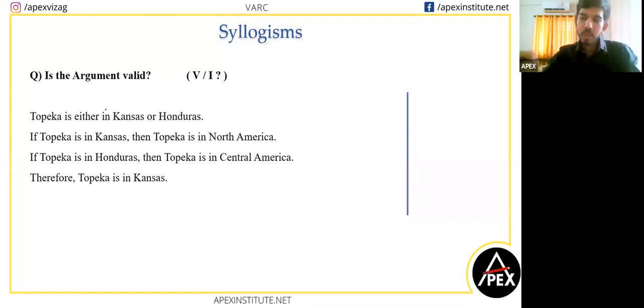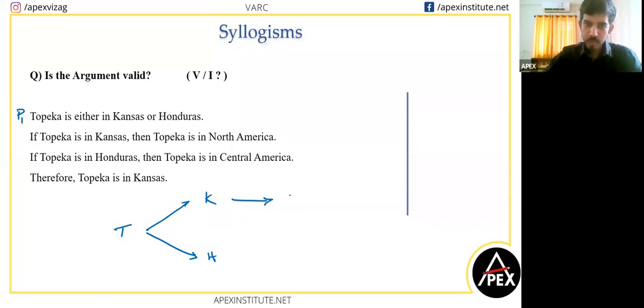Right. So sometimes when you're trying to judge arguments, and we'll use this method sometime in this class also, I like it when you can express the argument in the form of a picture. It makes it a bit easier to understand. So Topeka is either in Kansas or Honduras. So this can be Kansas or Honduras, either one. This is premise one. If Topeka is in Kansas, then Topeka is in North America.